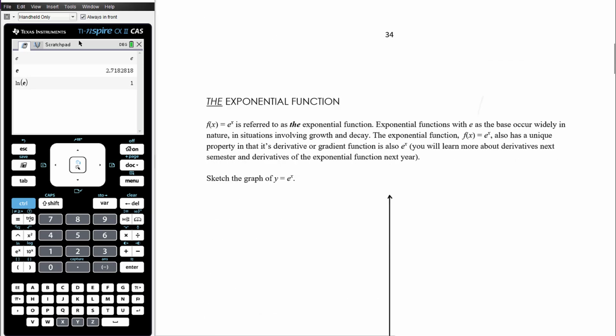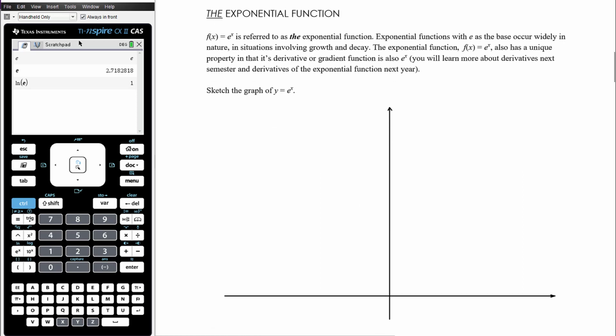All right, so the exponential function, the king of all exponential functions, is the exponential function with a base of e. And as I said, the reason for our preference for e is to do with calculus and differentiation and gradient. Also, exponential functions with a base of e occur widely in nature. Often, growth and decay problems are best modelled with an exponential function with a base of e. But equally, we can always use any base to model an exponential growth problem. As I said, it also has a unique property in that its derivative or gradient function is also e to the x, and that's often why we choose to use e to the power of x.